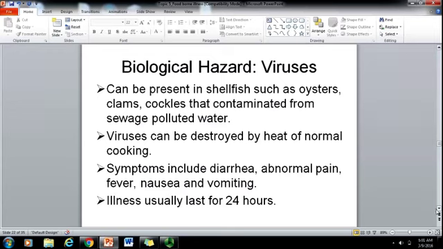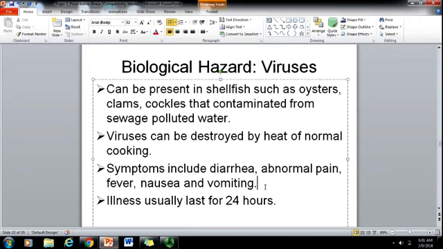But most of the viruses can be destroyed by heat and normal cooking. But usually the symptoms of virus contamination include abdominal pain, fever, nausea and vomiting, similar to those food pathogens, right?